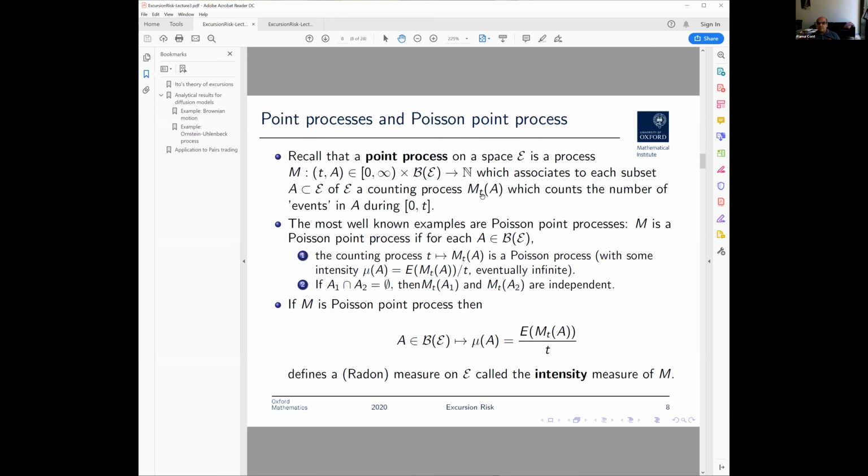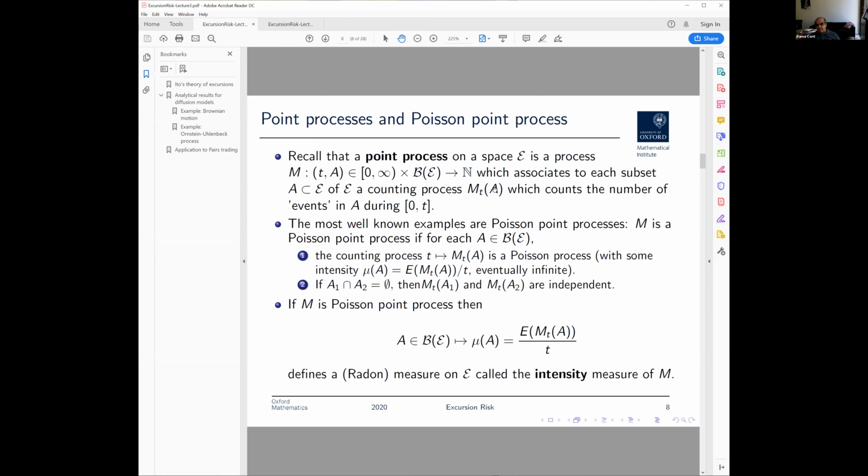And if you fix t and you look at A, it's a measure, because if you take two sets A and B and take the union, the count is the sum of the two counts, and so on. So this is called a point process. It's a collection of counting processes indexed by sets of E.